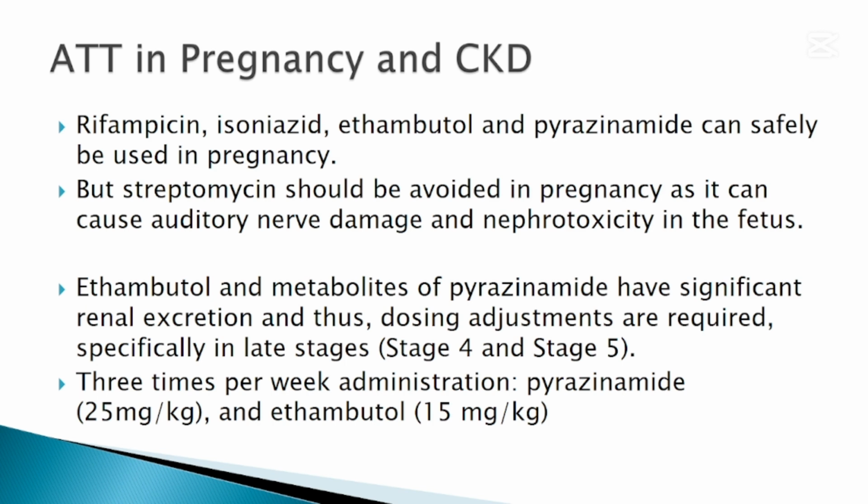Another important note is using ATT in CKD. In the late stages, particularly stage 4 and 5, ethambutol and pyrazinamide need dose adjustment. You can use INH and rifampicin at the normal dose, but ethambutol and pyrazinamide have renal excretion, so we have to reduce the dose. Use this 3 times per week. Pyrazinamide 25 milligrams per kg per day 3 times per week. Ethambutol 15 milligrams per kg per day 3 times per week.